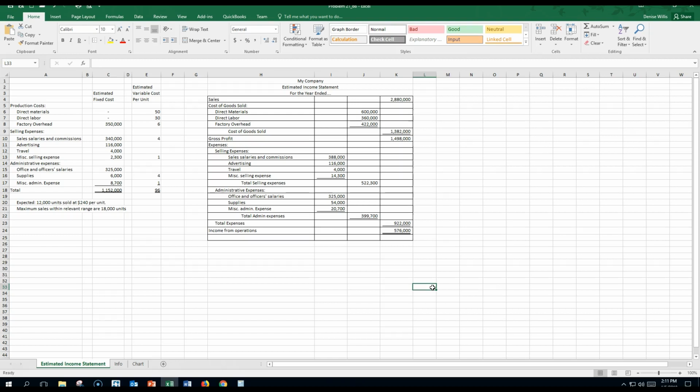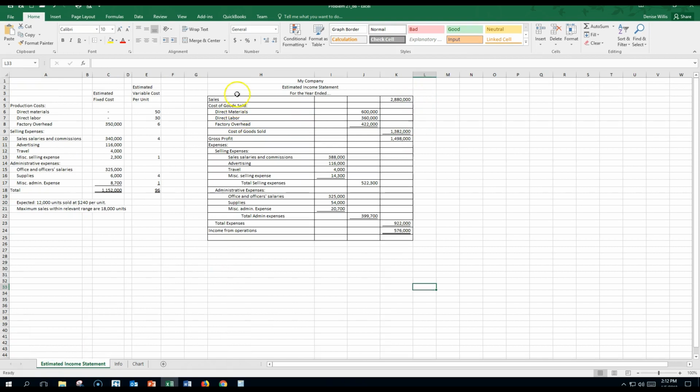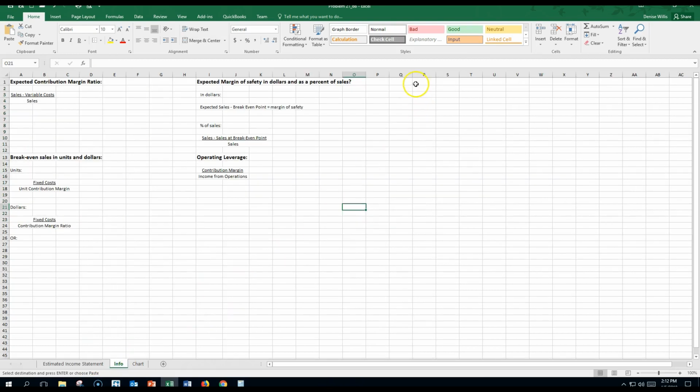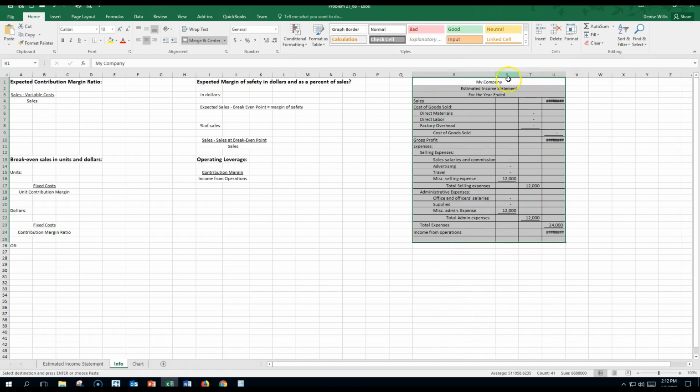Okay, next, what is the expected contribution margin ratio? I've set this up over here. Expected contribution margin ratio is sales minus variable cost divided by sales. Let me go ahead and just copy this right here, and let's put it on the next page so we can look at it at the same time. Okay, make these a little bigger. I promise it'll be worth it in a second.